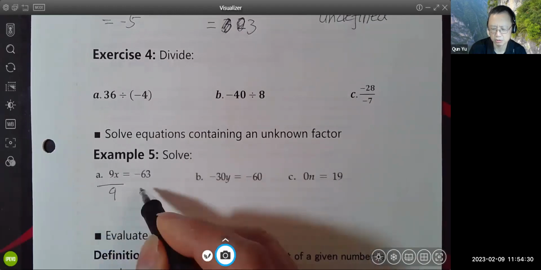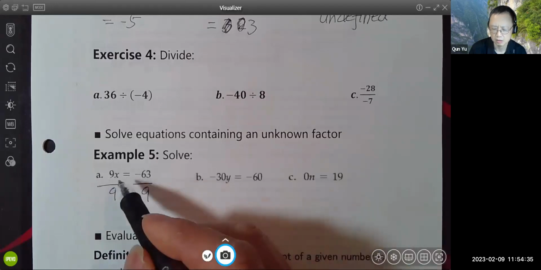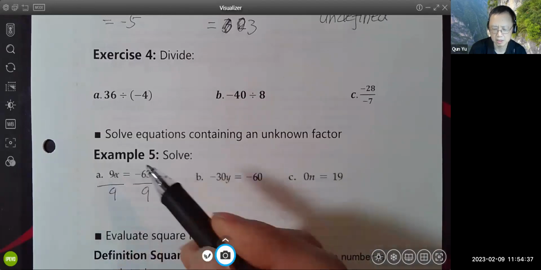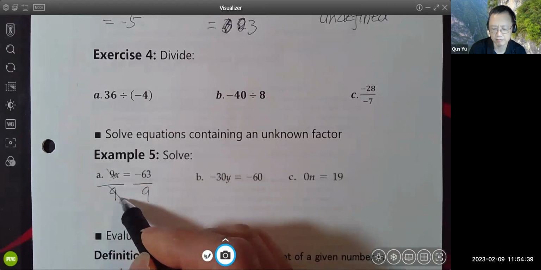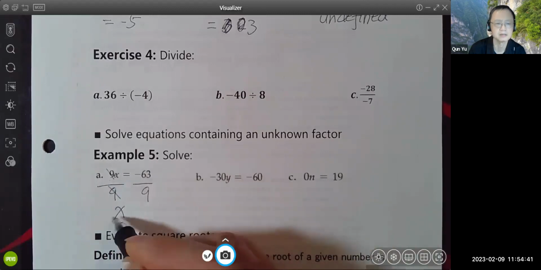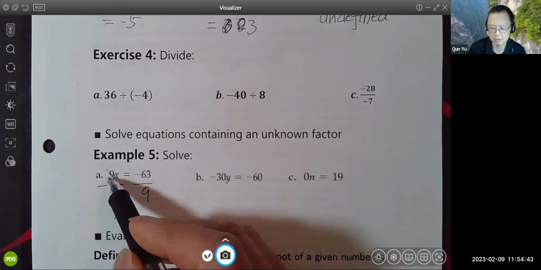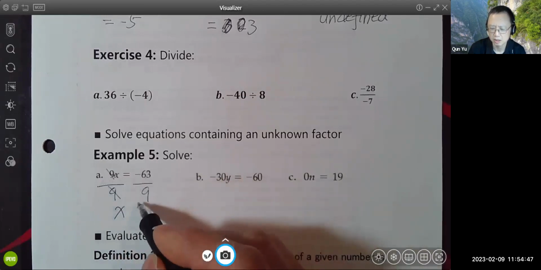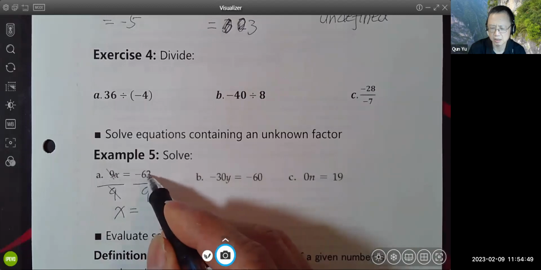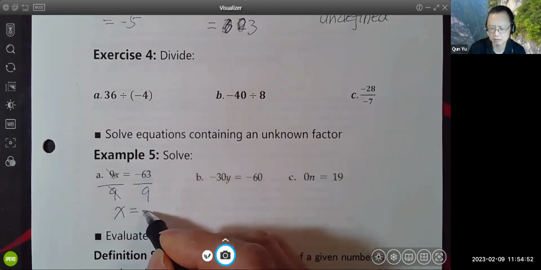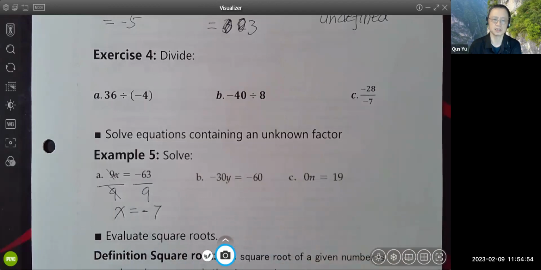Whenever you do anything to an equation, do it on both sides to keep the equation equal. So see, there is a hidden multiplication here. 9 divided by 9 is 1. We get 1x. 1x is x. That's why we divide by the number in front of the variable to cancel it. On the other side, negative divided by positive is negative. So the answer is -7.